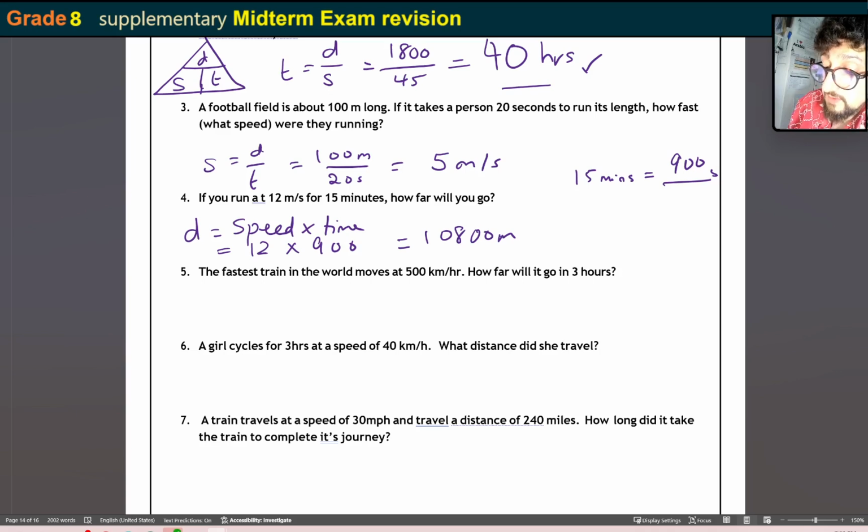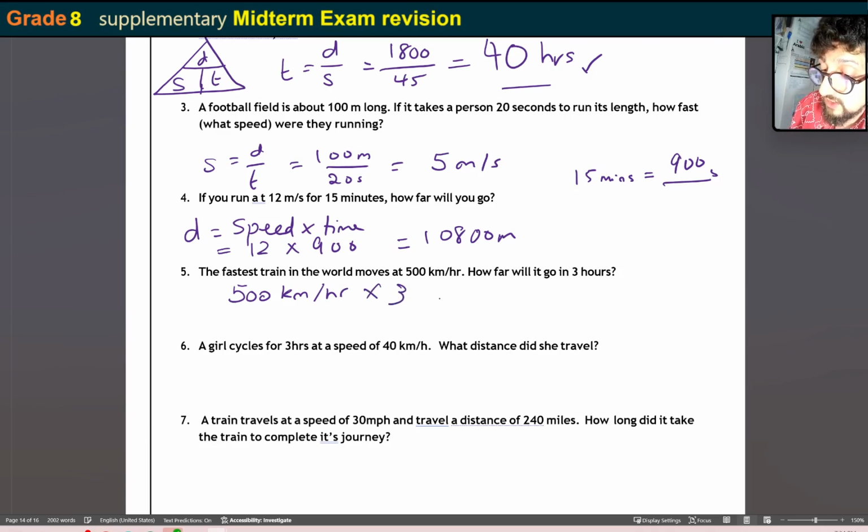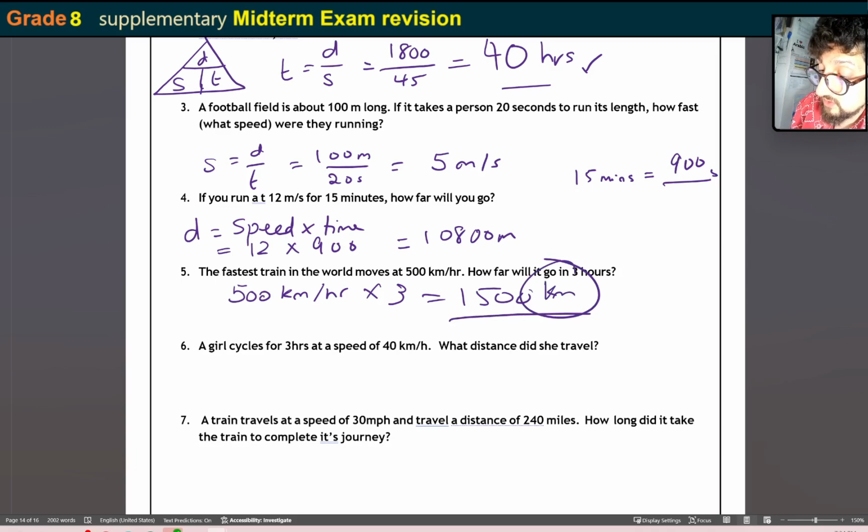Okay. The fastest train in the world moves at a speed of 500 kilometers per hour. By the way, it's in China and it's pretty impressive. You should watch the YouTube video on it. How far will it go in 3 hours? Okay, so if it goes 500 kilometers every hour, and we've got 3 hours, how far will it go? Remember, distance equals speed times time, so it's going to be 1,500 kilometers. And that's the unit for distance, kilometers.